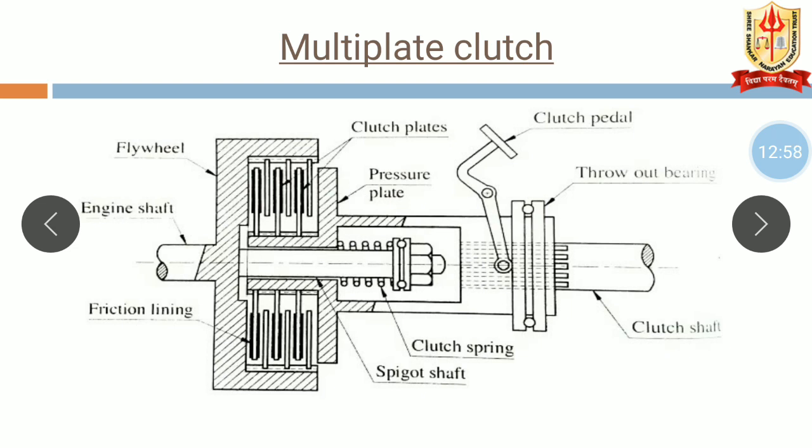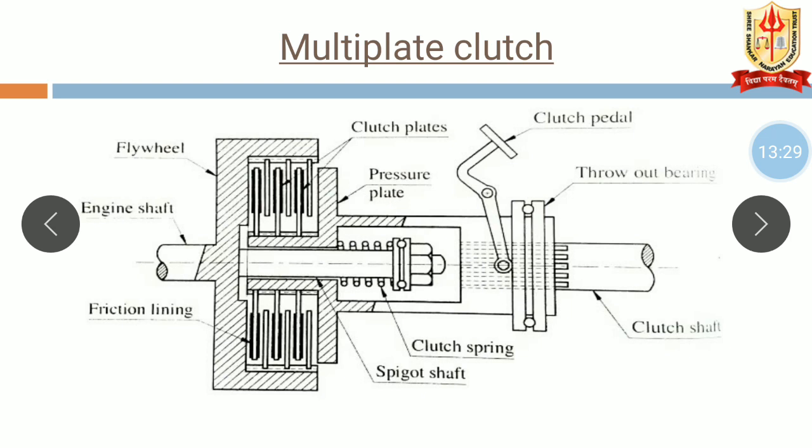So let's see first the components of the multi-plate clutch. We have the flywheel, the engine shaft, the frictional lining, the clutch plates, then the pressure plates, and the coil spring. Then we have the clutch shaft, this is the clutch spindle, then the throw-out bearing. The function of this is the same as the single plate clutch coil spring.